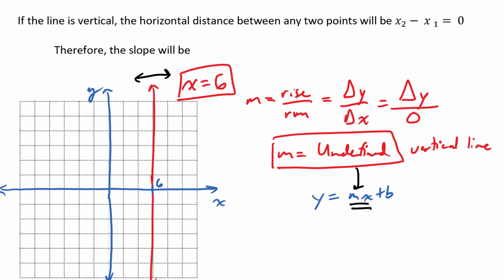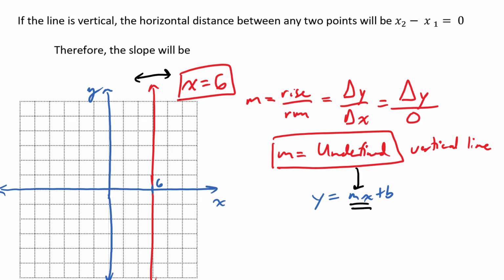These are two unique situations. When you have a horizontal line, there is no slope, it is 0. When you have a vertical line, there is also no slope, but it is undefined. Horizontal lines, y is equal to whatever the y-intercept is. Vertical lines, x is equal to whatever the x-intercept is.